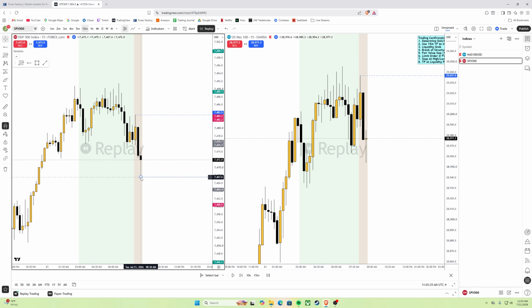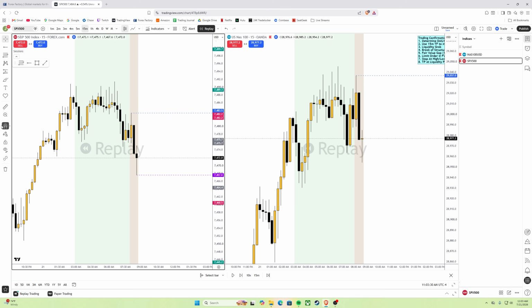So targets, right? This would be an obvious target for the time being, because this is the low of the session and the London lows. These were previously the London lows. Obviously, it got taken out. So this would be the immediate target that I'm looking at.